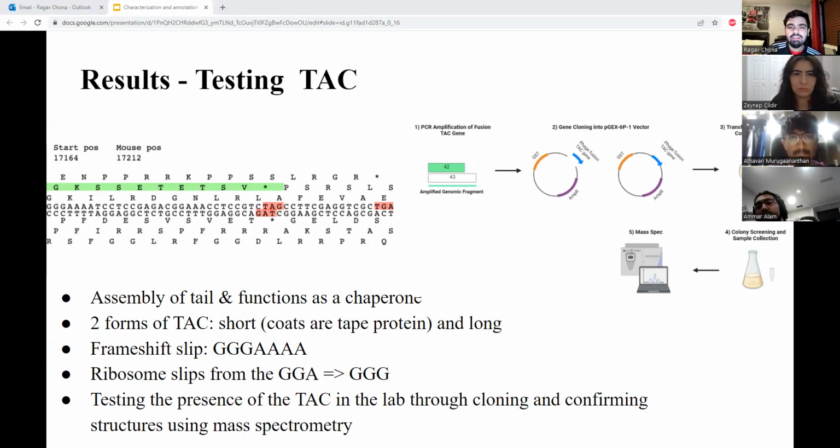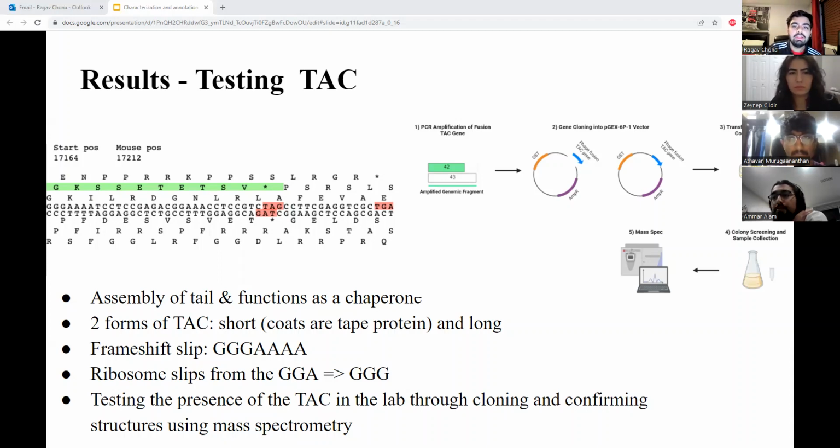However, we suspect that there isn't a frameshift. Instead, we believe that gene 43, which is a long fragment here, is being called a TAC because the majority of the sequence includes gene 42, which is actually the TAC. So we thought it would be beneficial to do wet lab experiments to confirm if this frameshift is actually there. What we did in the lab was that the gene 42-43 fusion TAC gene was first amplified and inserted into a pGEX-6P-1 vector.